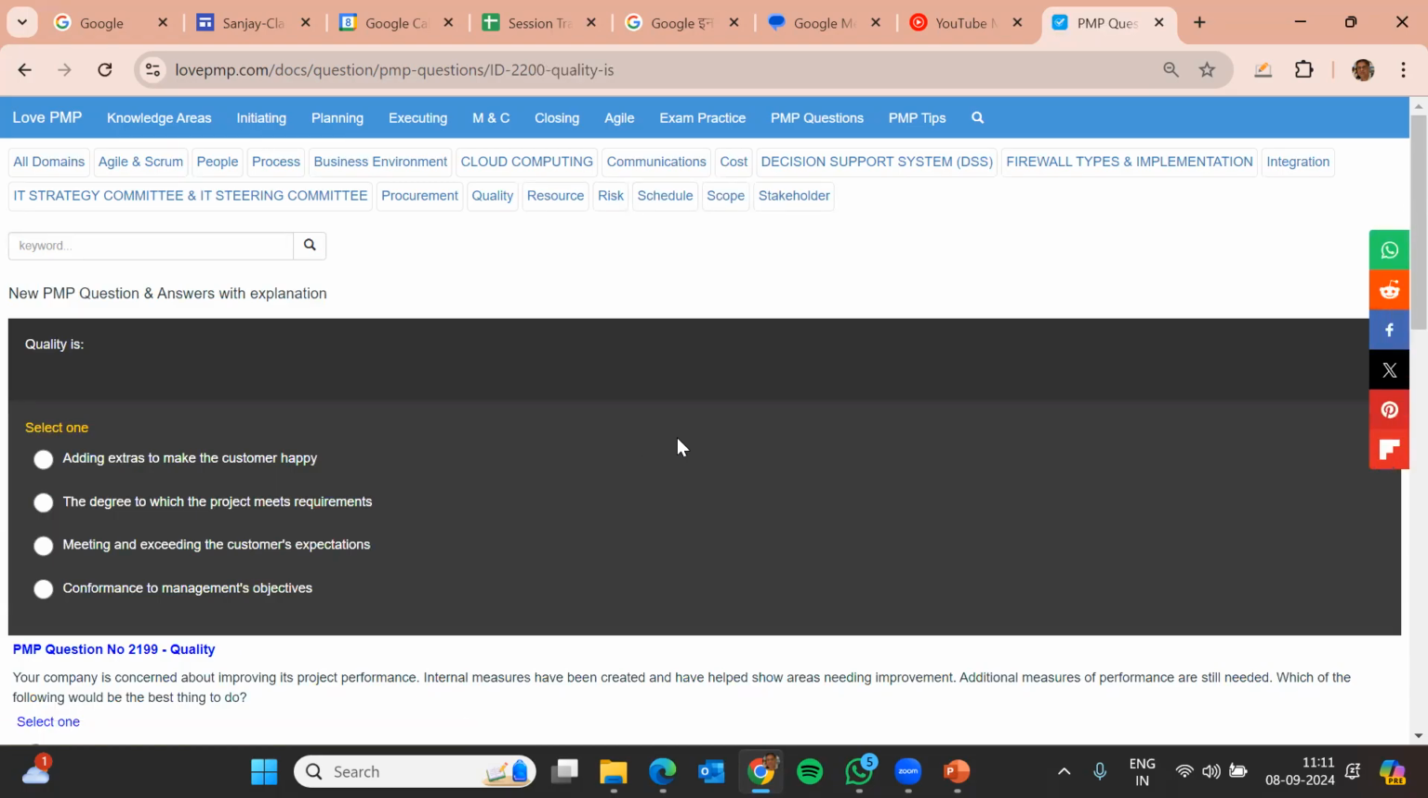Now everyone else including Sanjeev, anyone. Quality is number 1, adding extras to make the customer happy. The degree to which a project meets requirements, meeting and exceeding customer expectation, conformance to management's objective. For these types of questions, friends, first thing you do, you need to remove the clutter. And the best way to remove the clutter is elimination. First step, what all would you like to eliminate? Tell me.